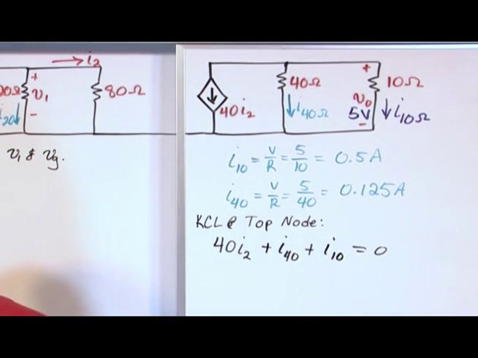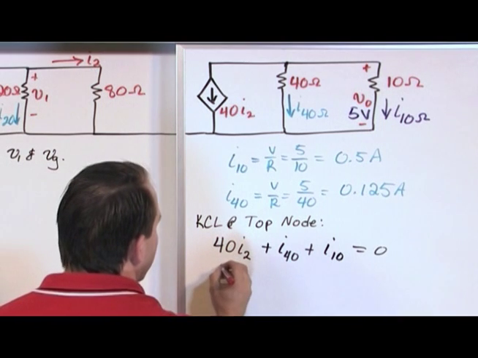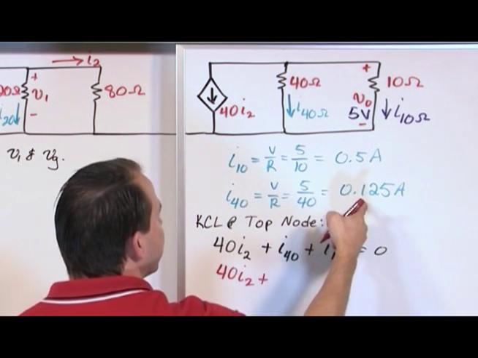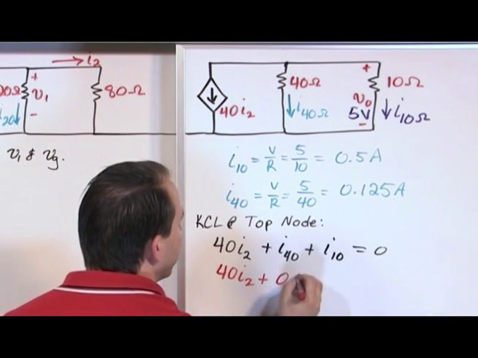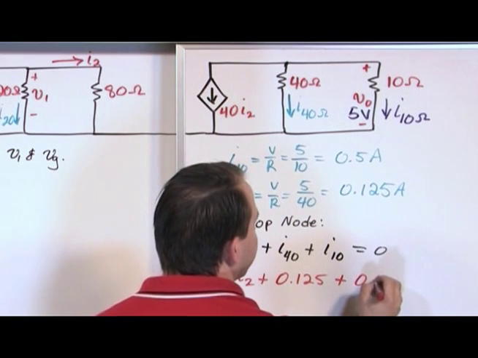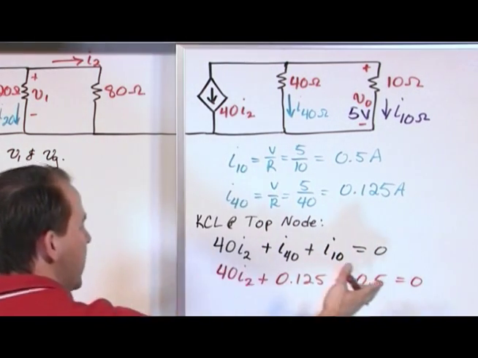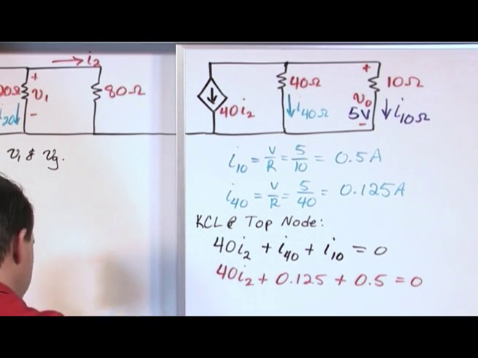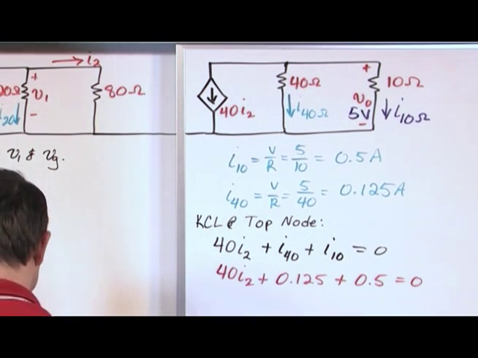So once we substitute in for what we know, what we're going to have is 40 I sub 2 plus, we know what the current is in I sub 40, 0.125. We know what the current through the 10 ohm resistor is, 0.5, is equal to 0. And now you see, because of the way it's all constructed, the only variable I don't know is I sub 2, and I can solve for that now.